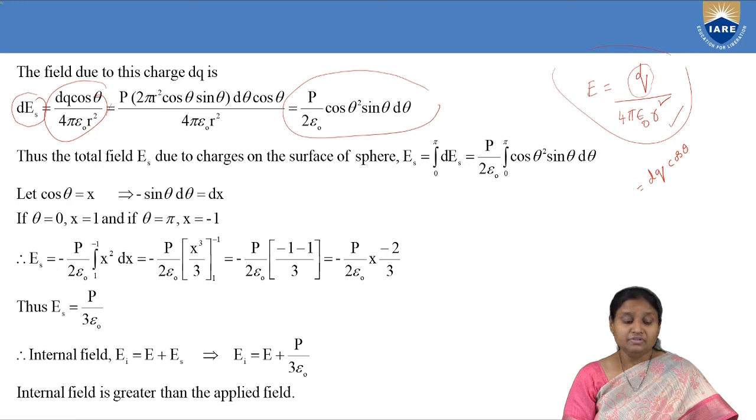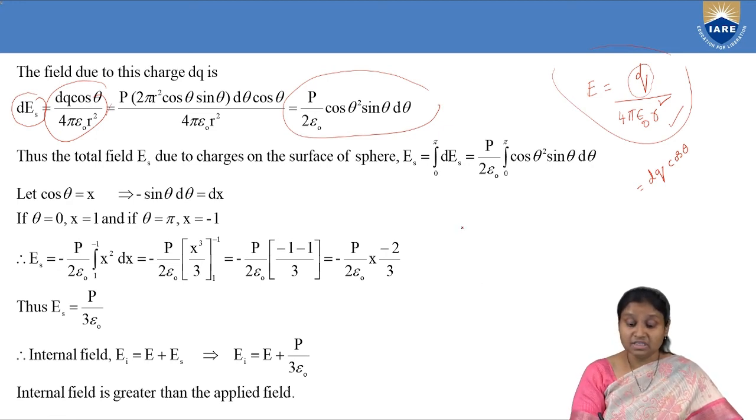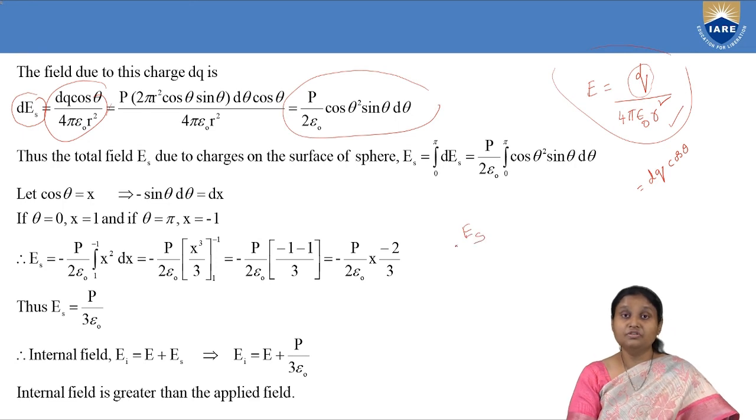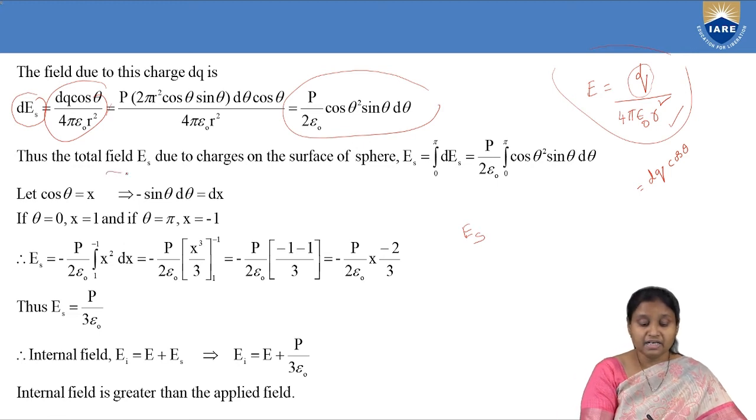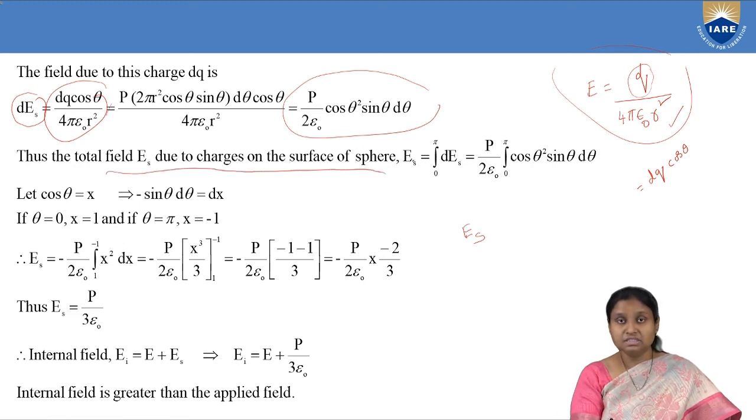And for that area, we said that the electric field is dES, but we need to find the entire value of ES. What is ES? ES is because of the charge distribution on the entire sphere. So in order to find the electric field ES due to charges on the surface of the sphere, we have to integrate this dES. And what are the limits of integration? 0 to 180 degrees.